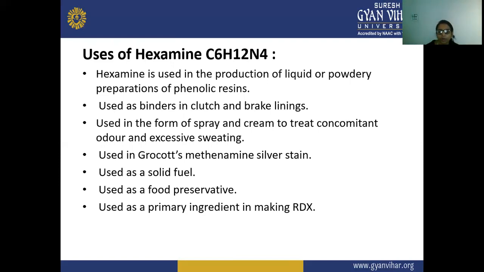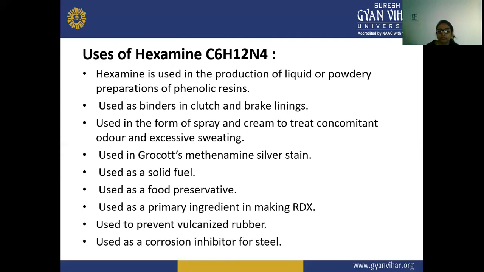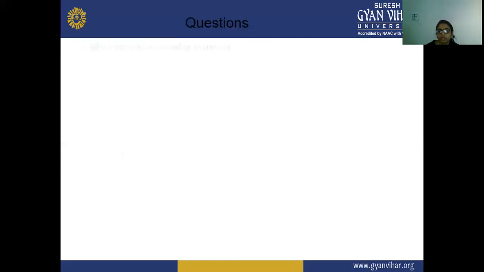It is also used in binders, in clutches and brake linings. It is used as a spray and cream for the treatment of odor and excessive sweating, and it is used as a solid fuel preservative, and it is a primary ingredient in making RDX. It is also used in Rockport, methenamine silver stain, to prevent vulcanization of rubber, and as a corrosion inhibitor for steel.